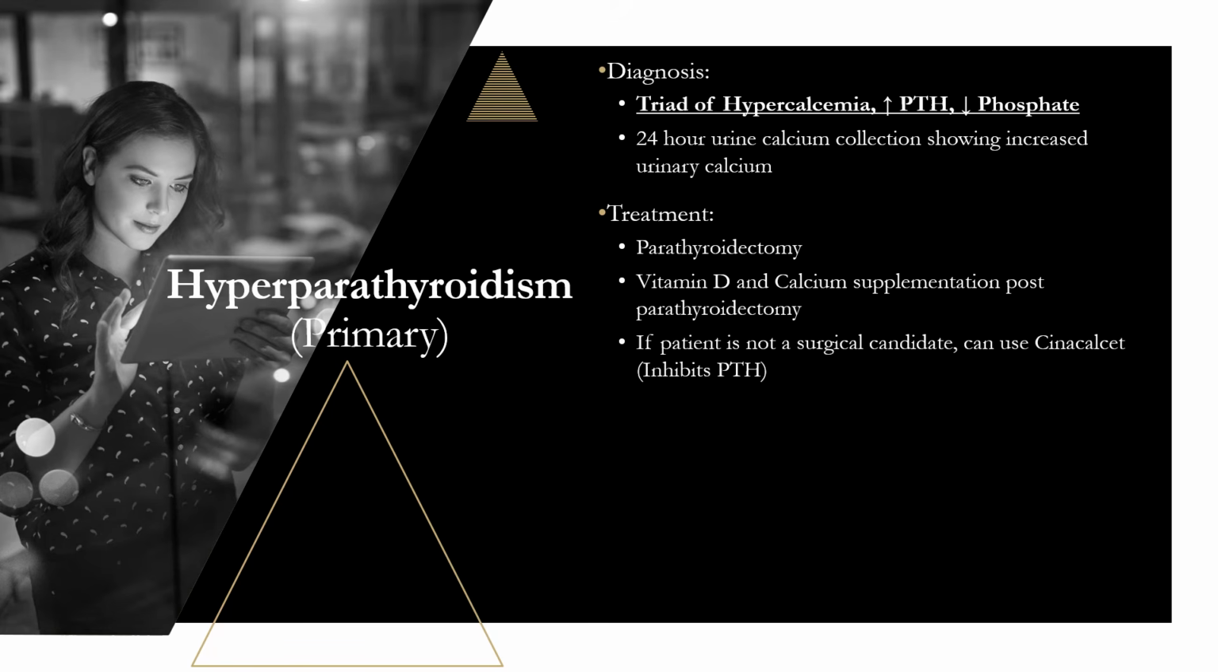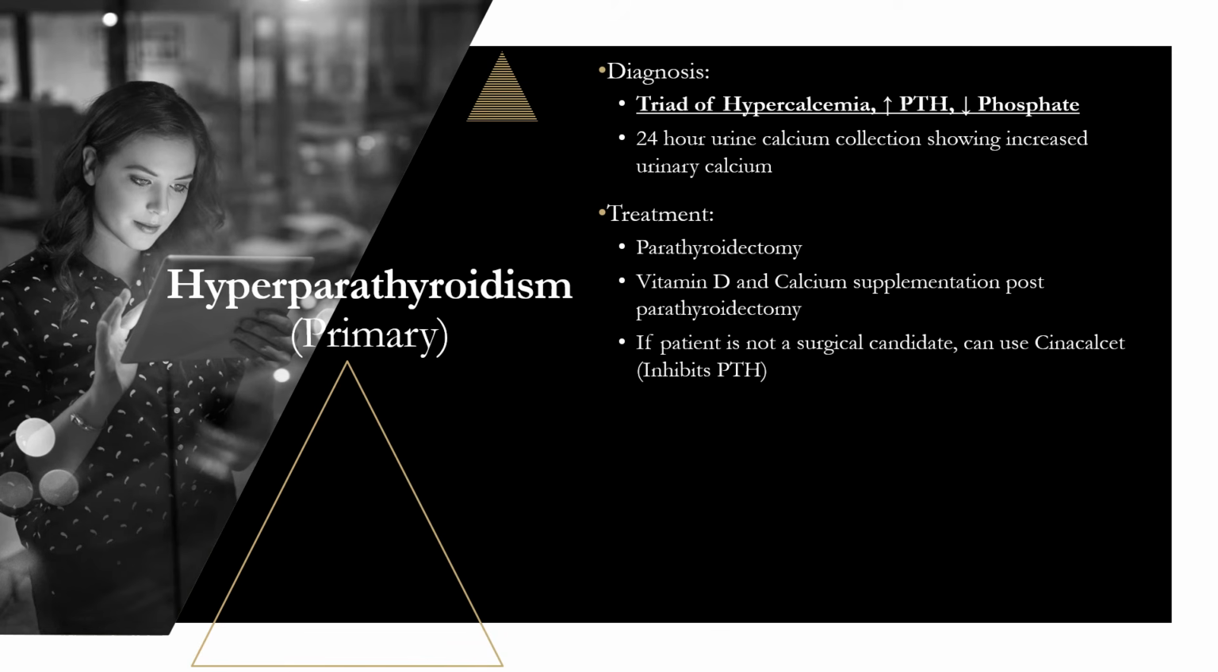And if a patient is not a surgical candidate, you can use something called cinacalcet, which inhibits the PTH. What cinacalcet does is it increases the sensitivity of calcium sensing receptors in the body. So it actually tricks the body into thinking there's more calcium in the body than there actually is, because it's increasing the sensitivity of these receptors. Doing this decreases the PTH because the body thinks there's more calcium present than there actually is.